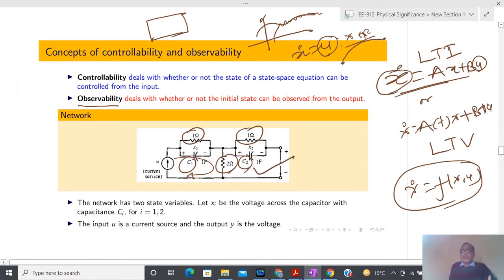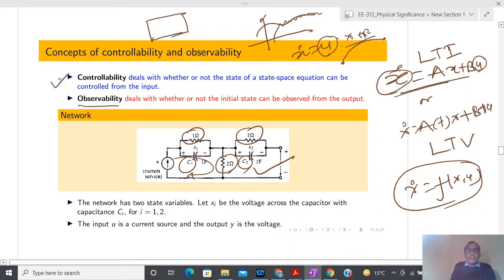State means, as I have already told you, some energy carrying element. Physically, that is an energy carrying variable or element. Here the capacitor is an energy carrying variable, while the resistor is always dissipating, so there is no state responsible for the resistor. But here I always have some kind of memory element like a capacitor, so one state is associated with this and this. It means that this whole system is a second order system. I can control x1, but I cannot control x2, so this system is called uncontrollable.